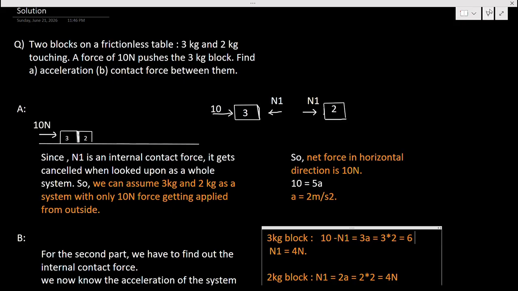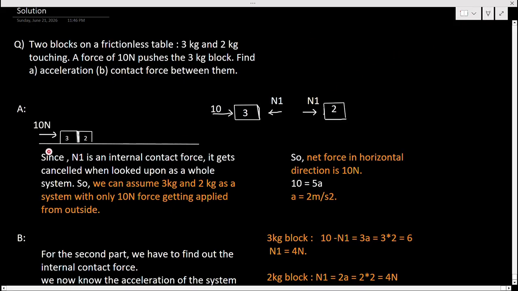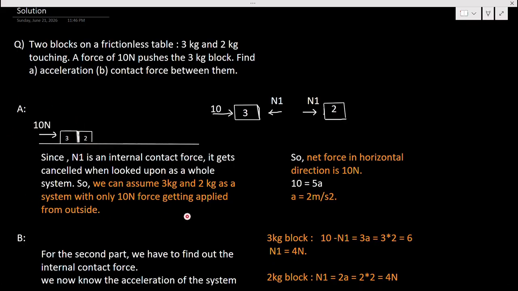Two blocks on a frictionless table. So this is a table. First block is a 3 kg block and the next block is a 2 kg block. Okay, this is the solution for part A. We have to find out the acceleration, right? And this is a frictionless table.